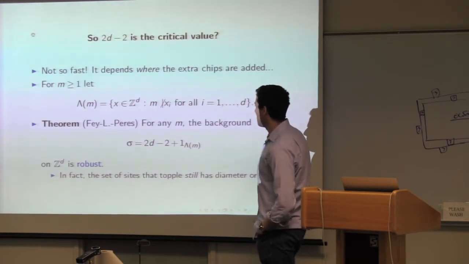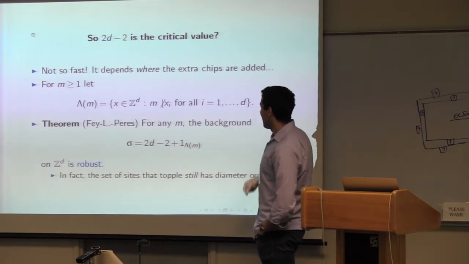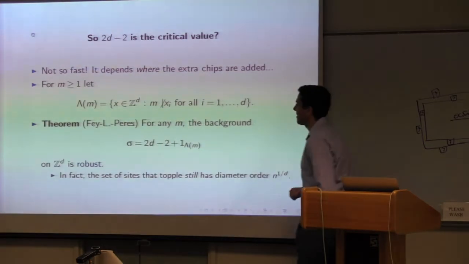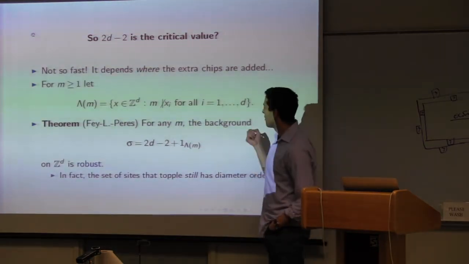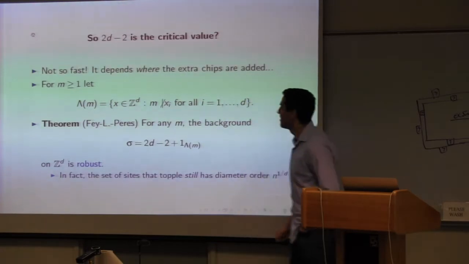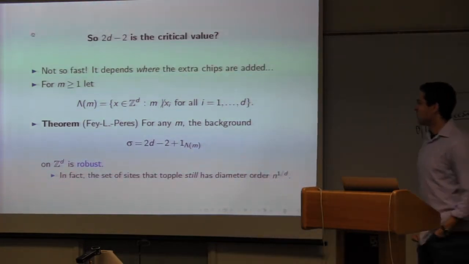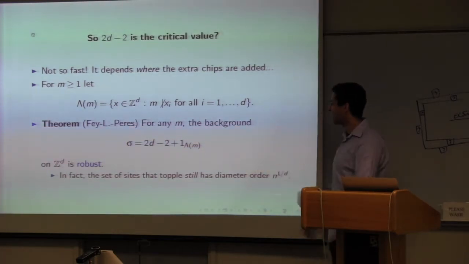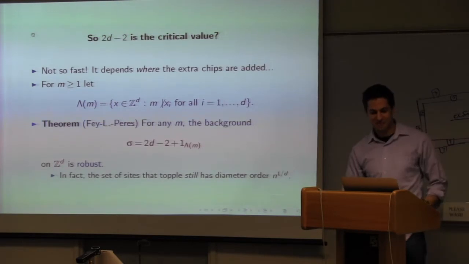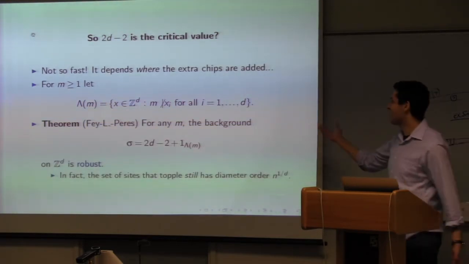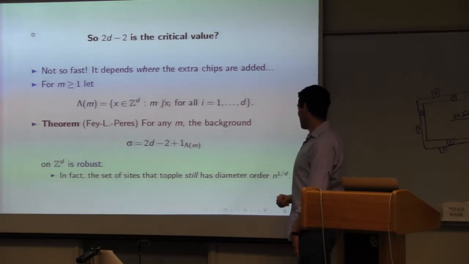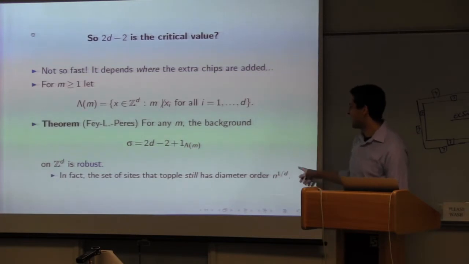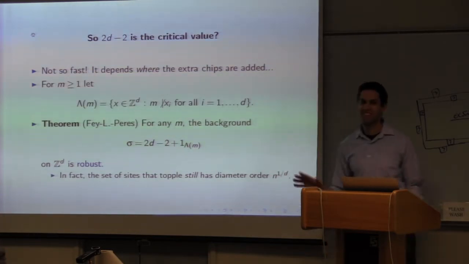So in particular, what you can do is add an extra chip at every site in this set lambda m, which is the set of all points in Z^d, none of whose coordinates are divisible by m. So what you're doing is you're leaving occasional hyperplanes free of extra chips, but everything else, you add an extra chip. And it turns out this background is robust, so you can add as many chips n as you like at the origin. You will only get finitely many topplings, and the diameter of the set of sites that topple still has this nice order n to the 1 over d.